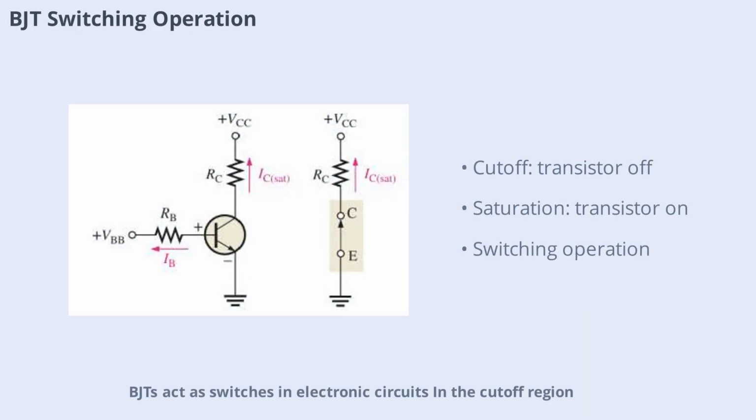BJTs act as switches in electronic circuits. In the cutoff region, the base emitter junction is not forward biased, so the transistor is off. In saturation, the base emitter junction is forward biased, and sufficient base current produces maximum collector current, turning the transistor on. These switching operations are fundamental for digital logic and control circuits.